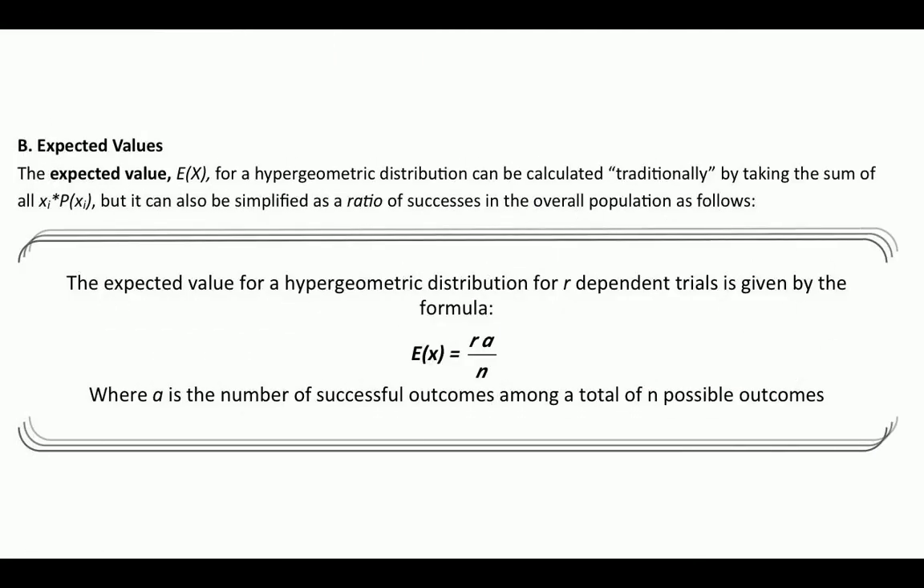All right. So expected values, however, and this is another workaround. If you're not going to do the full distribution, here we actually have a way of calculating expected value for a hypergeometric. And the expected value in this case is R times A divided by N.